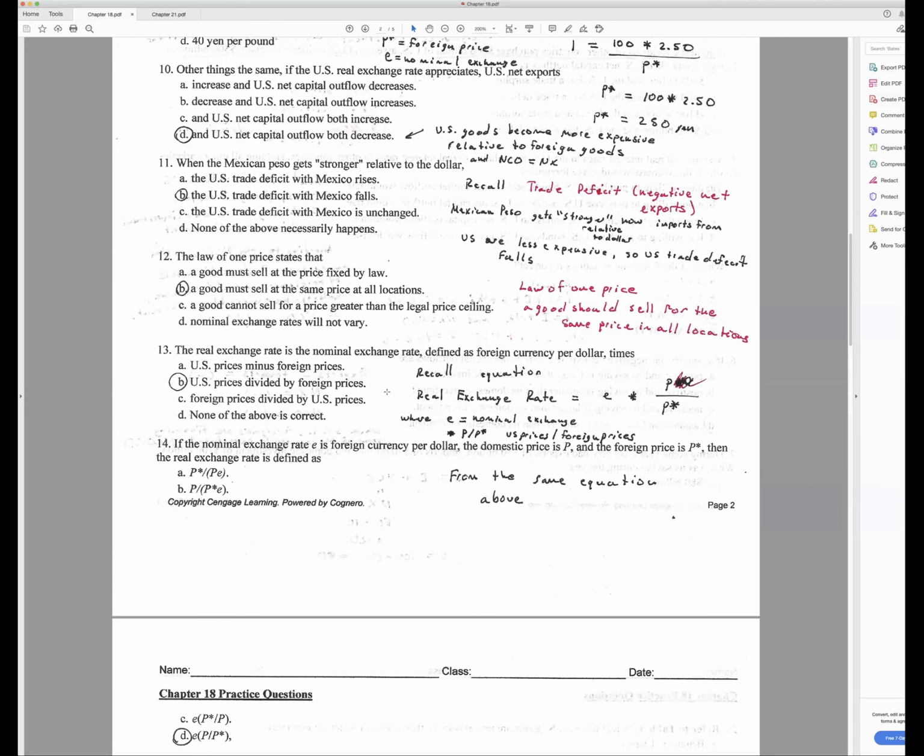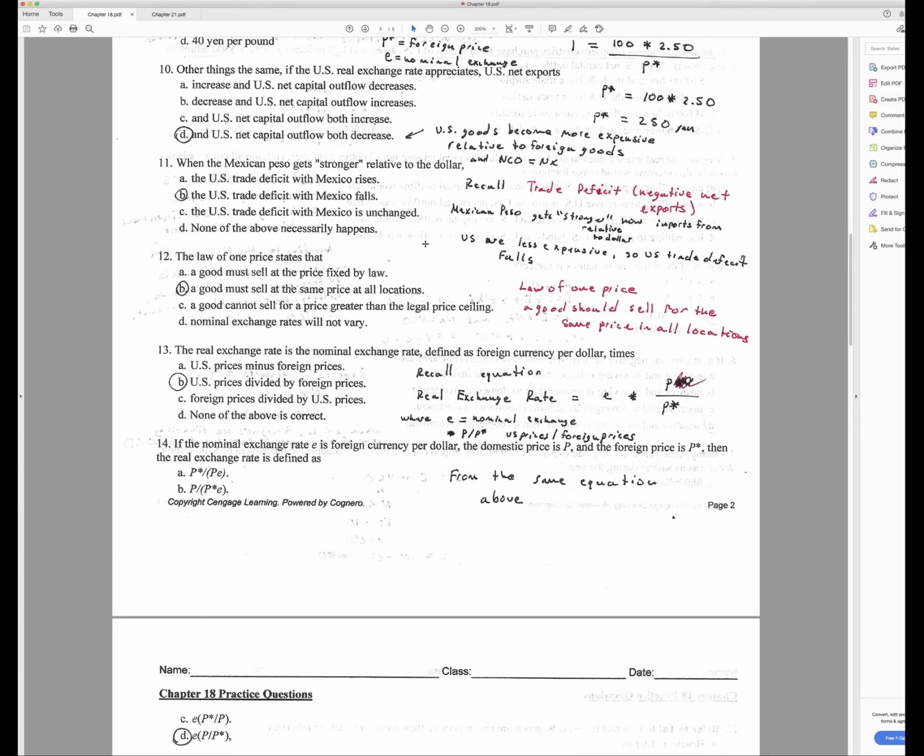So for instance, let's say that the Mexican peso gets stronger relative to the dollar. That means it's at a higher value than before. Well, what's going to happen to the trade deficit? If the Mexican peso is getting stronger in value, then imports to Mexican citizens are going to seem cheaper. So therefore, they're going to want to import more goods rather than export more goods.